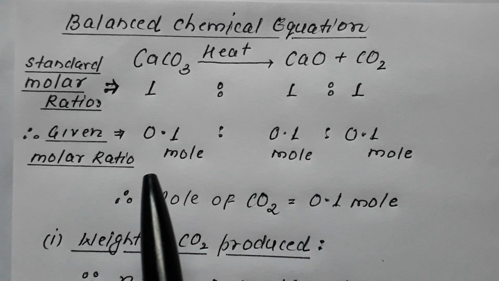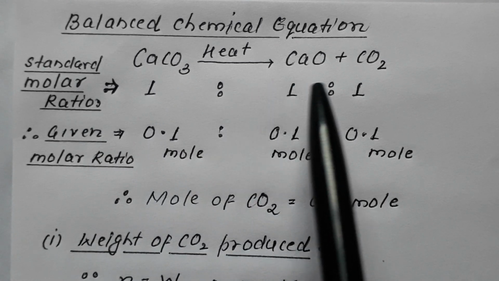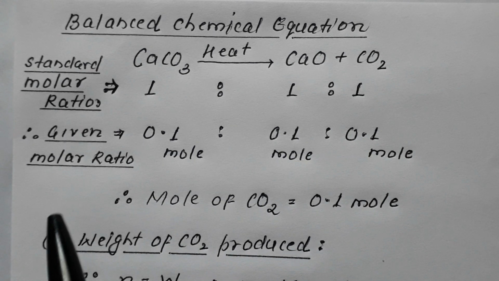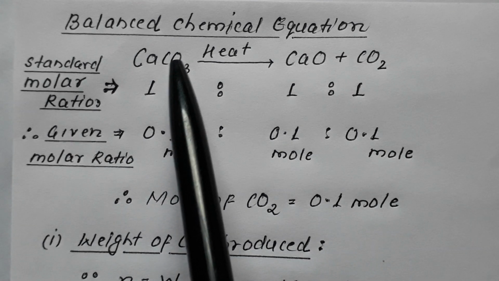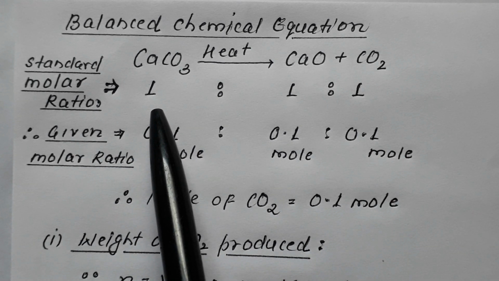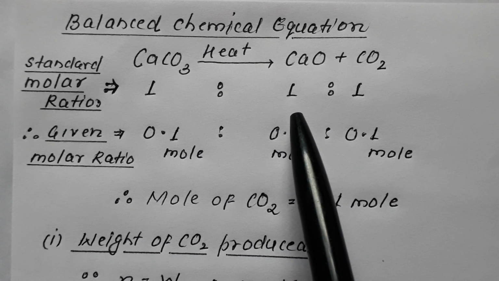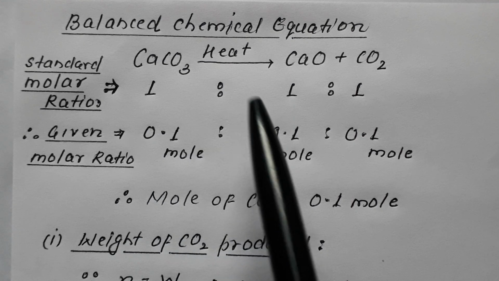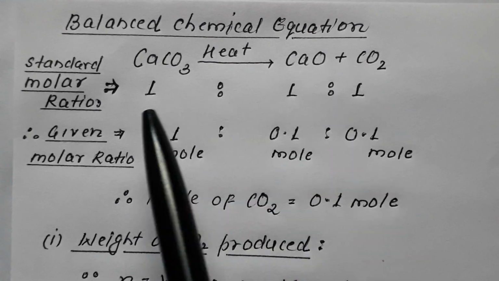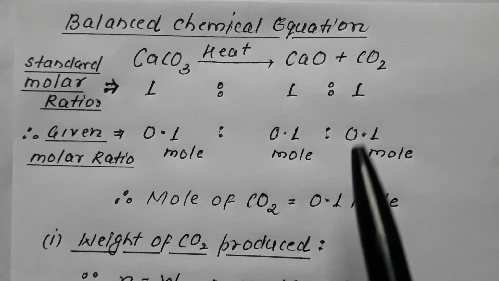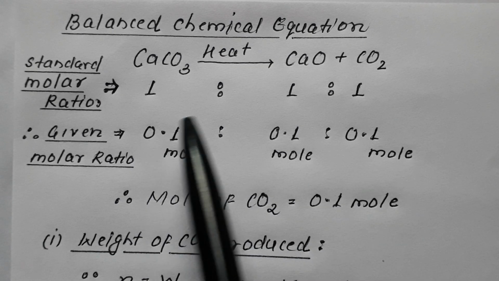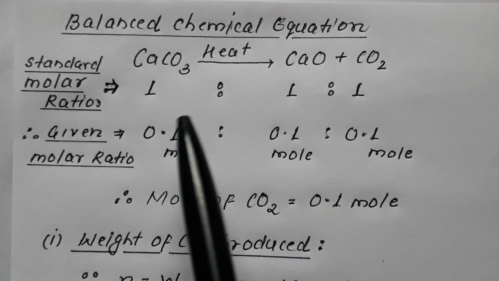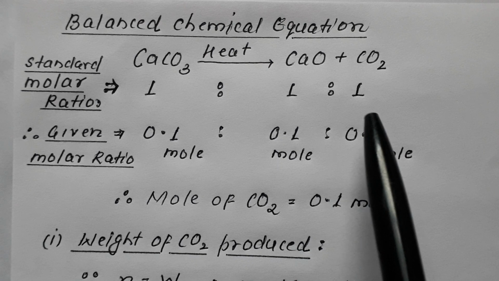Now based on this balanced chemical equation, what is the standard molar ratio? So the standard molar ratio is 1 mole of CaCO3 gives 1 mole of CaO and 1 mole of CO2. It is 1 is to 1 is to 1. This is the standard molar ratio of CaCO3, CaO and CO2.